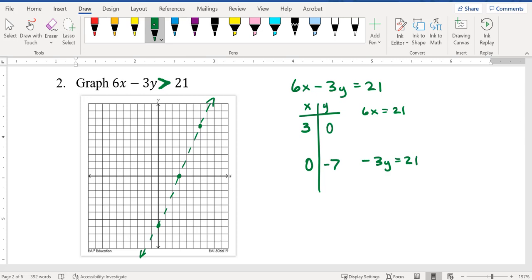Now I need to pick which side to shade. If I use my test point (0, 0), is 0 bigger than 21? That is false. I do not want to shade that point (0, 0). So I'm going to shade this half plane.